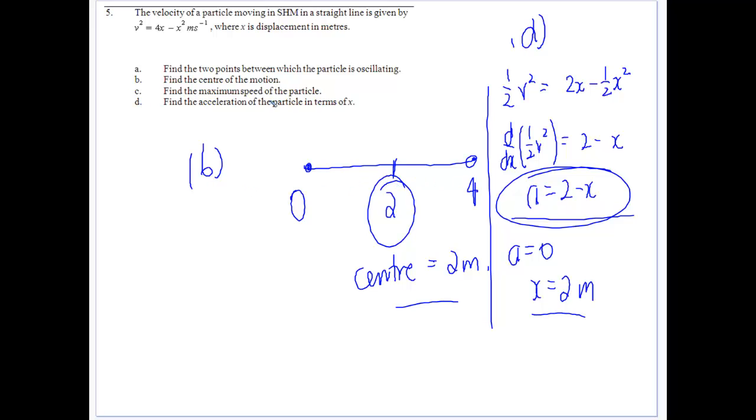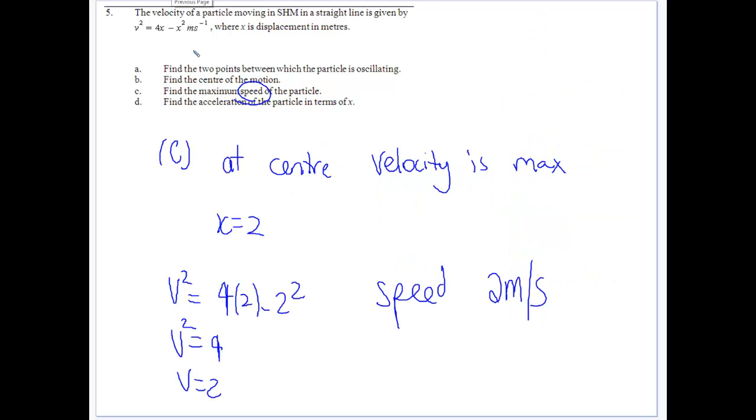Find the maximum speed of that particle. Well, the maximum speed there is at the center. We know at the center the velocity is going to be a maximum, because we know simple harmonic motion moves between 2 points. At the end points the velocity is 0. In the middle point it's going to be at its fastest. So at x equal to 2, we get the speed of 2 meters per second.